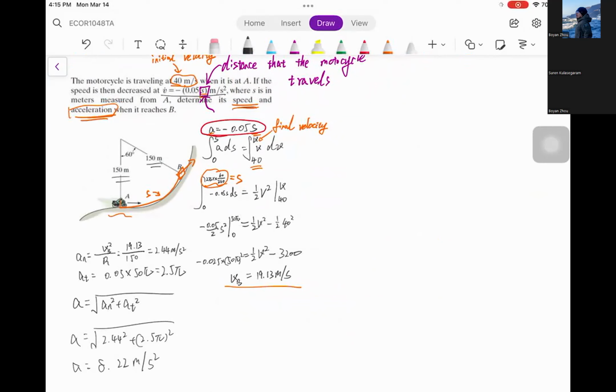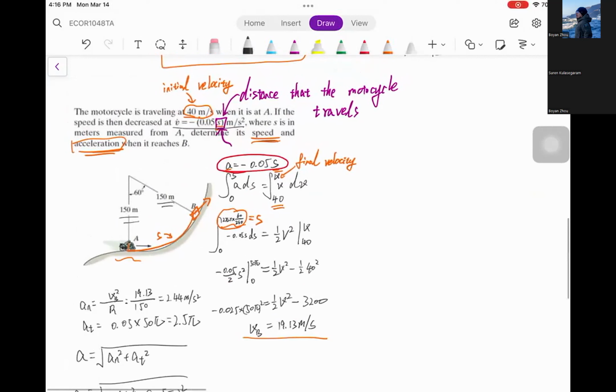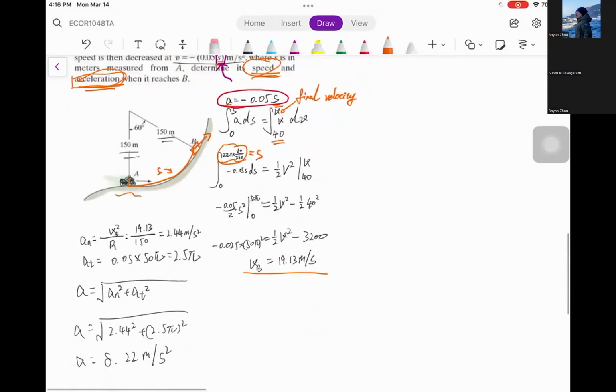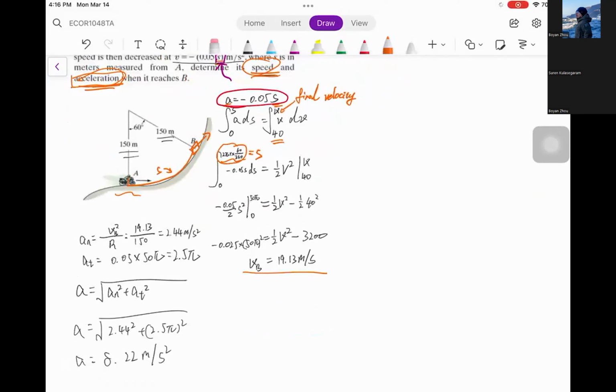And can you guys see what are we missing now? The question is asking for the acceleration and the velocity. Yeah, so we're missing the direction. We need to find the speed and the acceleration, but we only find the magnitude. We need to find what's going to be the angle.